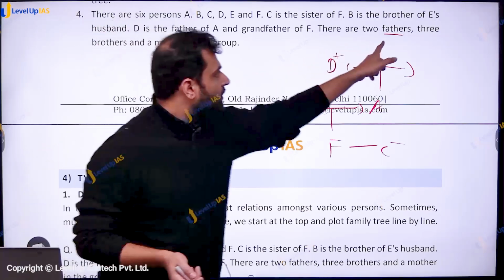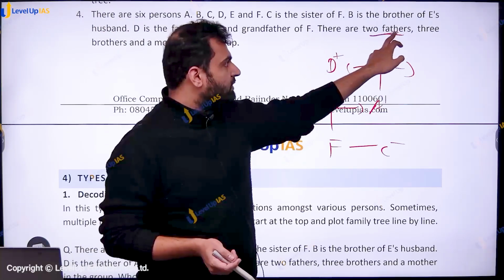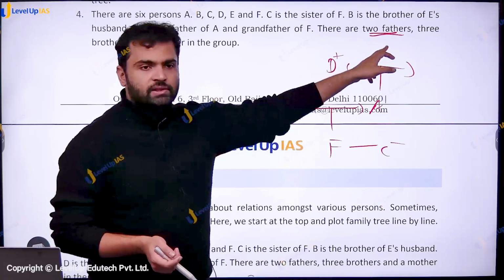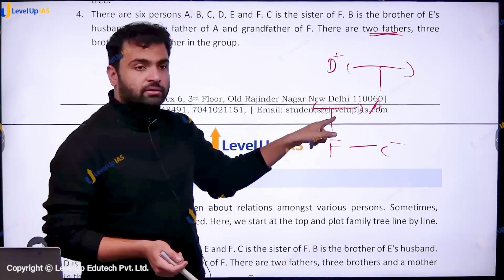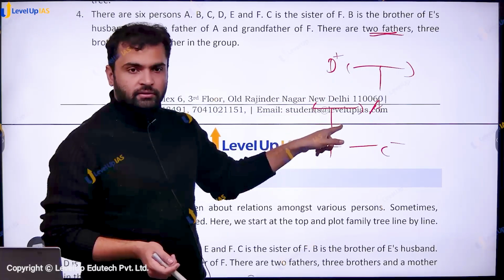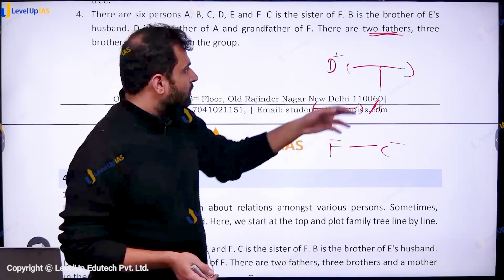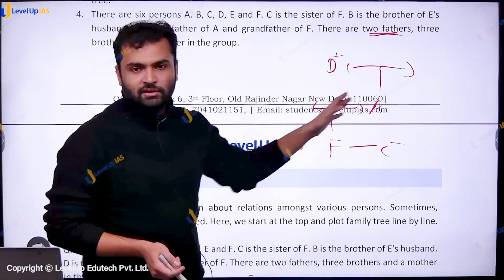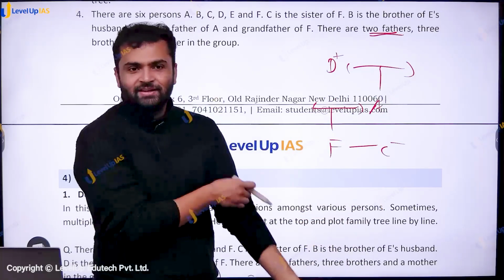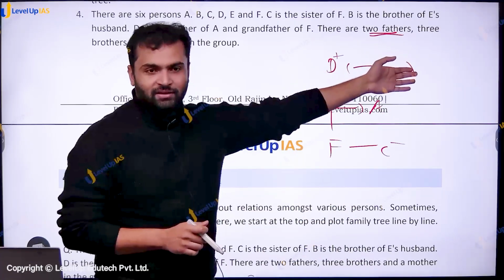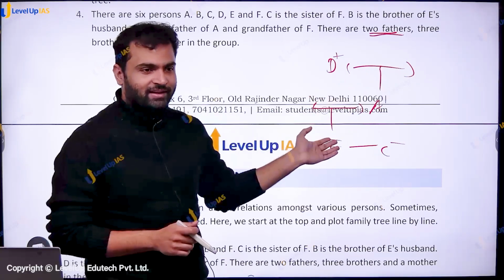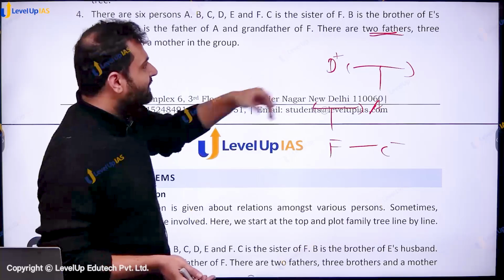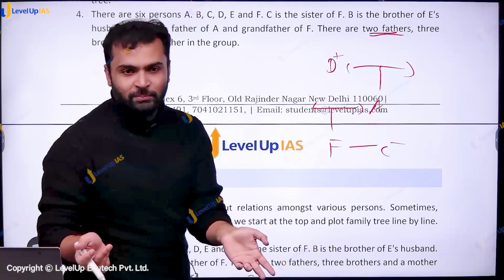Okay? And what we have is there are two fathers, three brothers, and a mother. Two fathers, one has to be here and one has to be here. Right? So one of them has to be dead then, or not given at least. So more chances are that the grandmother has died, the mother is alive. Yes, because the alternative is there could be two family trees drawn.